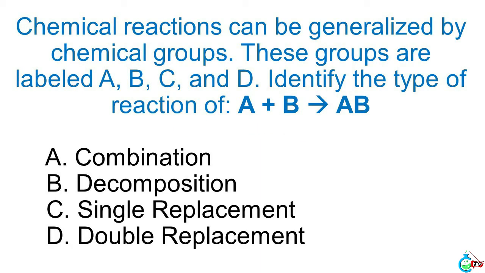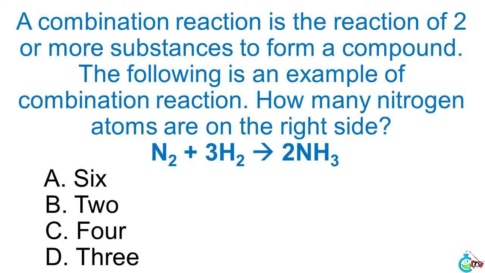Chemical reactions can be generalized by chemical groups. These groups are labeled A, B, C, and D. Identify the type of reaction of A plus B yields AB. A. Combination. A combination reaction is the reaction of two or more substances to form a compound.